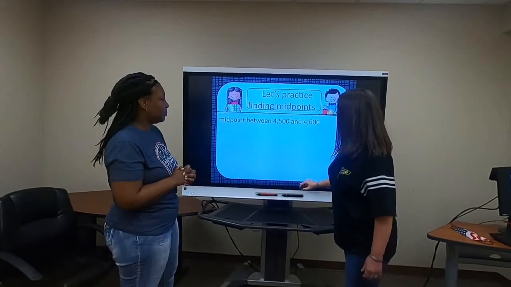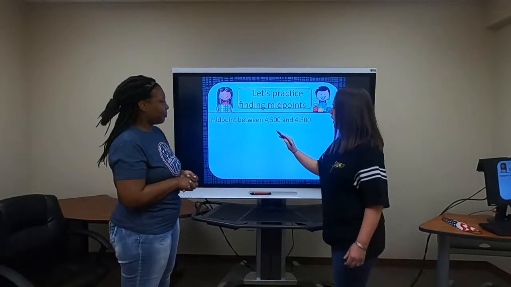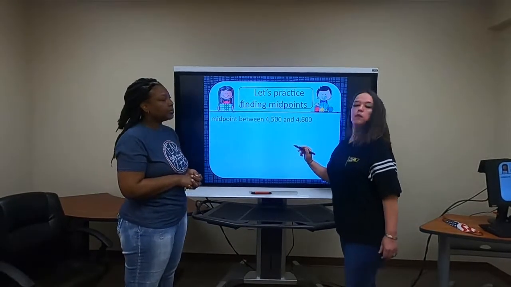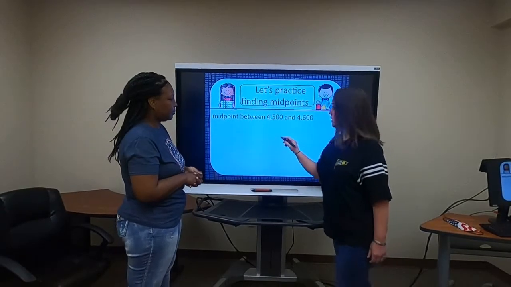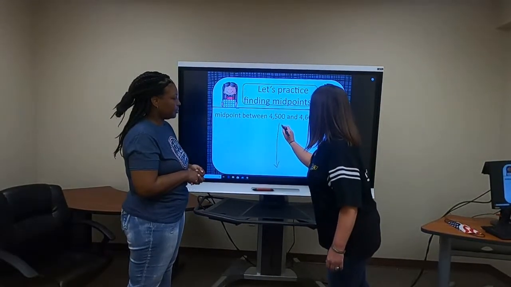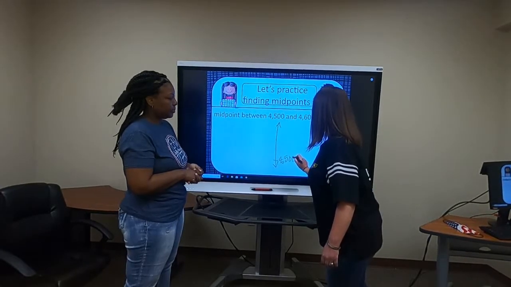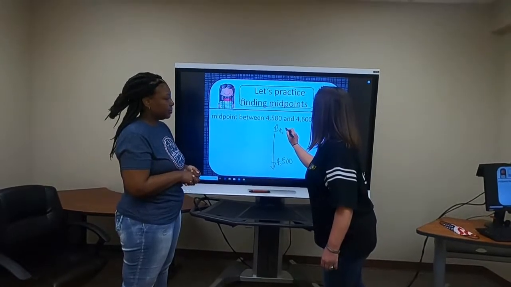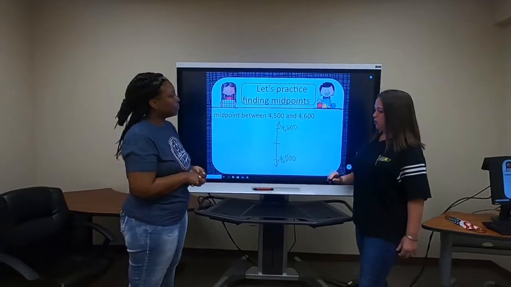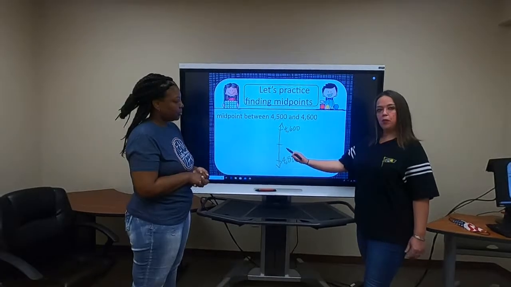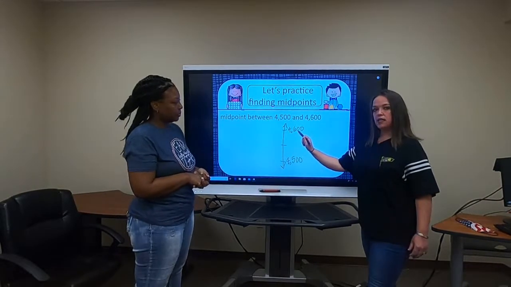One more midpoint, I believe. Oh, Miss Bethea, this one looks like it might be a little confusing. Okay, boys and girls, now we're going to find the midpoint between 4,500 and 4,600. So, our bottom number will be 4,500, and 4,600 is our top number. What will be the midpoint between 4,500 and 4,600?